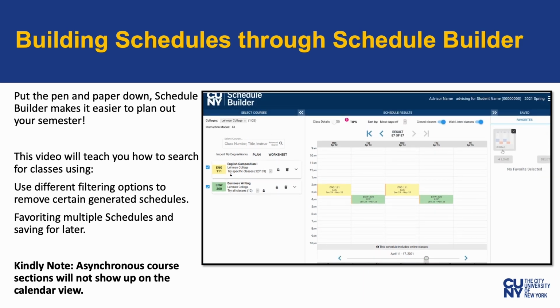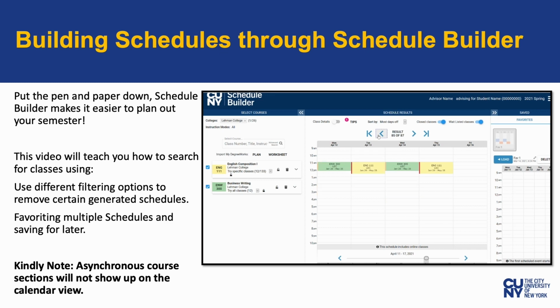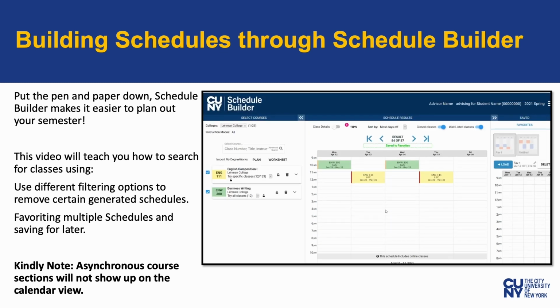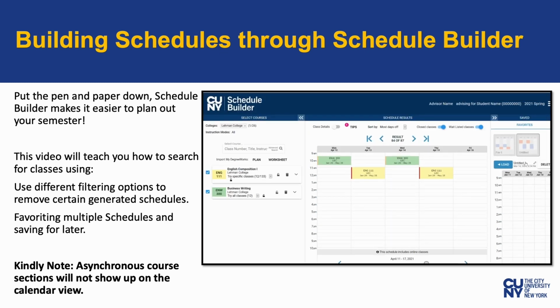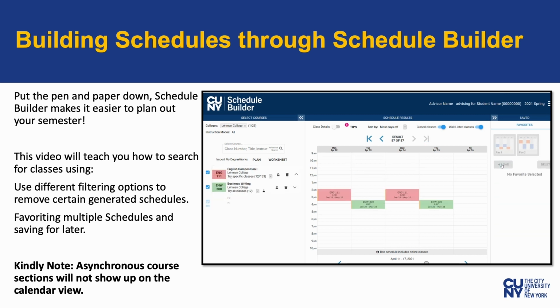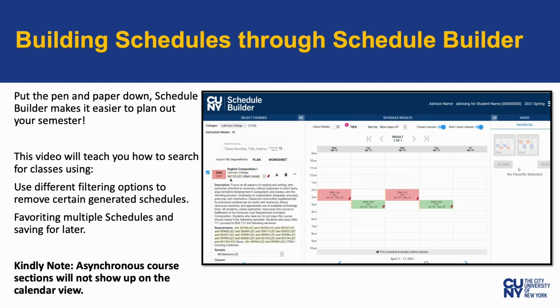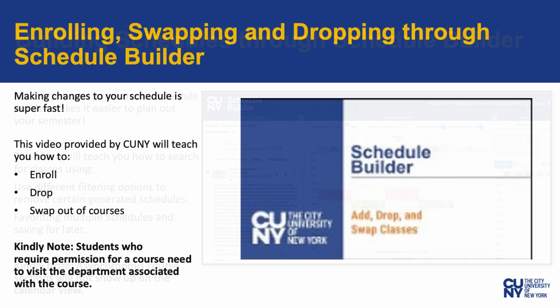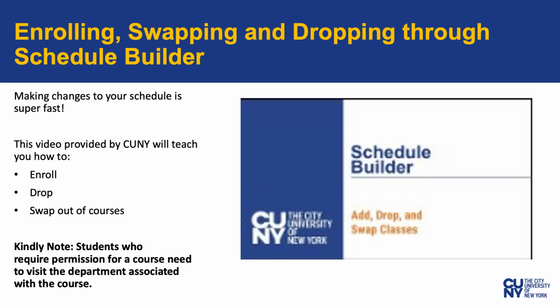A new view will open up on the right called Favorites. If you click on the little box, you'll be able to give the schedule a title, just so that you can remember it for later. Now let's add a couple more favorites. You can import a saved favorite into your schedule results by clicking the blue arrow button. You can also remove favorites by clicking the delete button as well. The following video will walk you through the enrollment, swapping, and dropping processes.